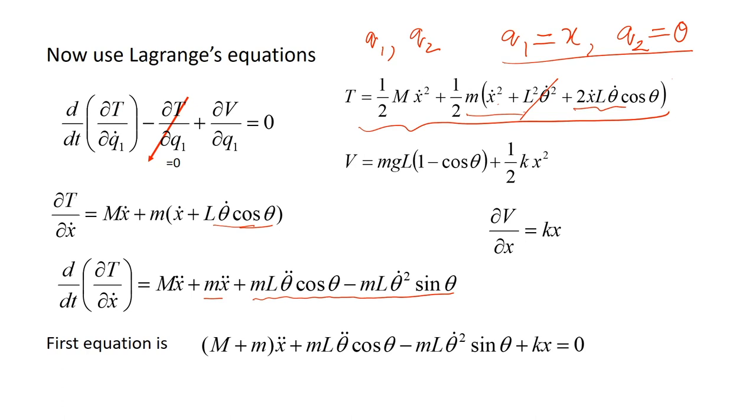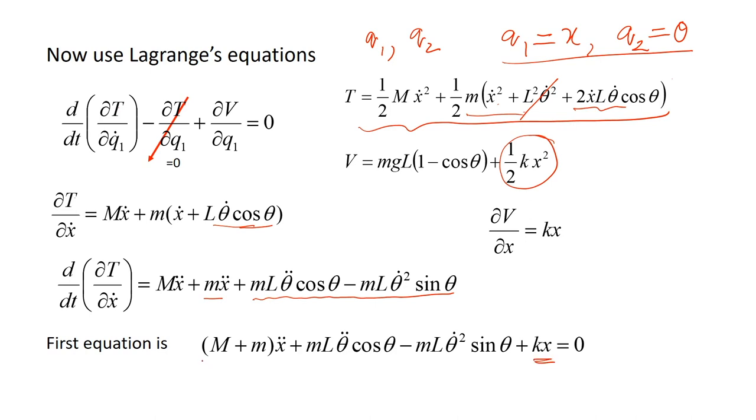Okay. So, d by dt of del T by del x dot now becomes (capital M plus small m) x double dot plus m l theta double dot cos theta minus m l theta dot square into sin theta. Then the first equation, after substituting this, and V is this. So, if I differentiate this with respect to x, only this quantity will come. So, k x is coming.